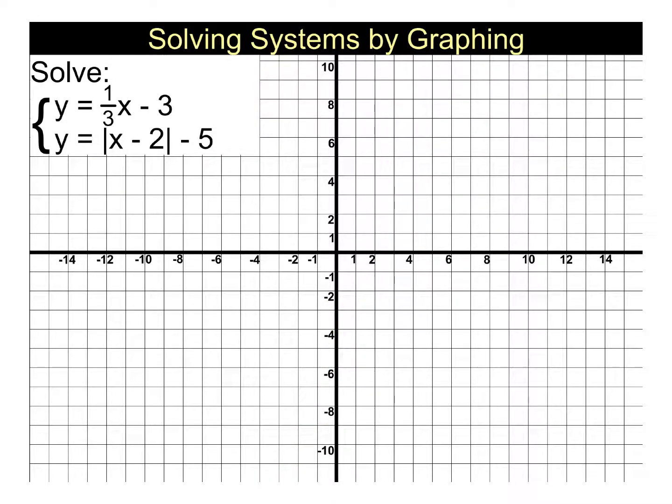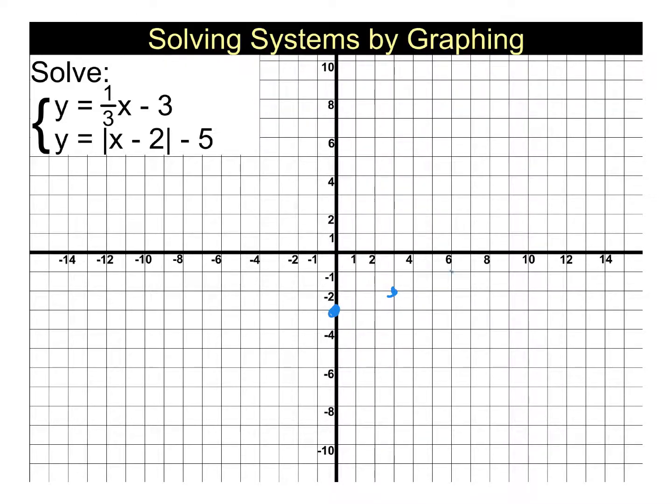So for this one, we're again going to solve the system. And yes, we are going to solve it by graphing here. So first up, we got y equals 1/3 x minus 3. So the minus 3 tells me start by going down 3 on my y-axis. And then the slope of 1/3 means you go up 1 over 3 from there.